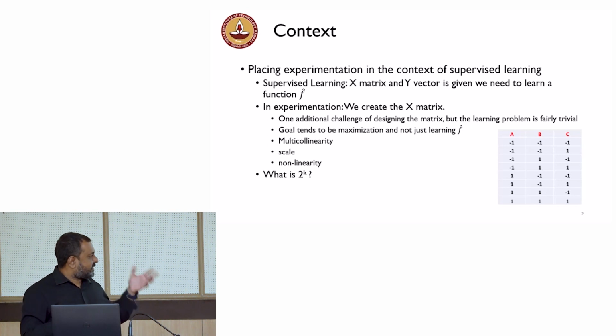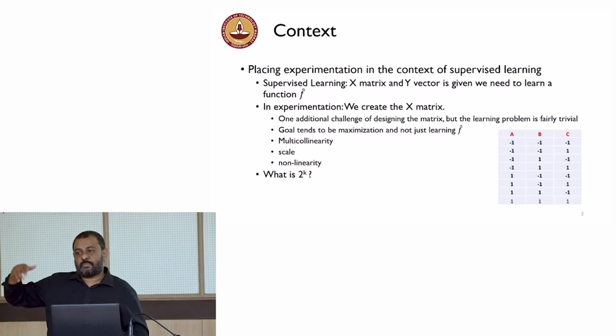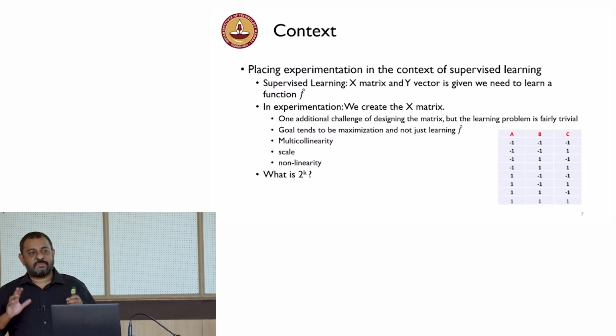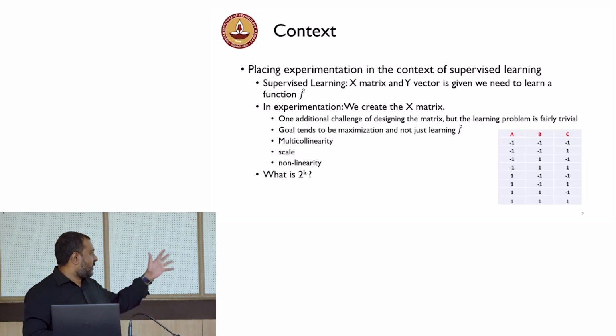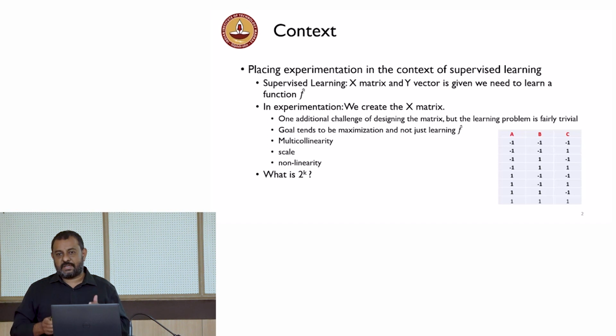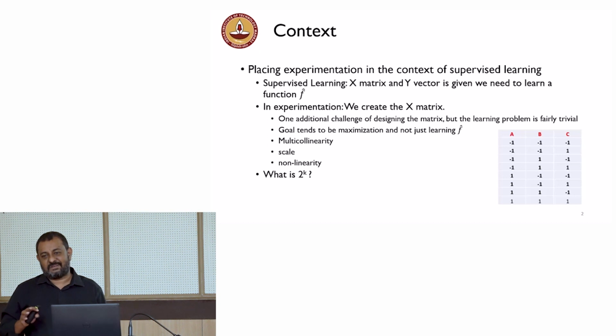Now, this is a challenge because in addition to the problem of learning F hat, are some X matrices better than other X matrices? We all know the holy problem of multicollinearity that you have to deal with. And here you have the opportunity of not creating multicollinearity. Our columns don't have to be correlated. So what is the best matrix that you can construct, which will help you learn the F hat in the best possible way? That's the opportunity we have as well as the challenge. The additional challenge is designing the matrix, but typically the learning problem then becomes fairly trivial.